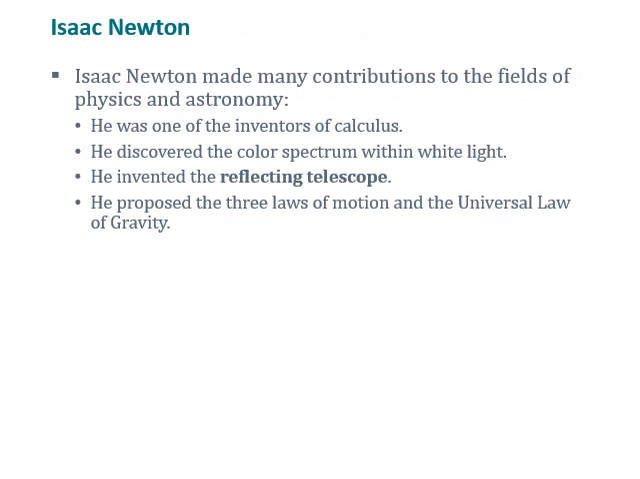After Kepler came Isaac Newton, who made many contributions in the fields of physics and astronomy. He was one of the inventors of calculus, discovered the color spectrum within white light, invented the reflecting telescope, which we'll discuss later in the lecture, and proposed three laws of motion and the universal law of gravity.